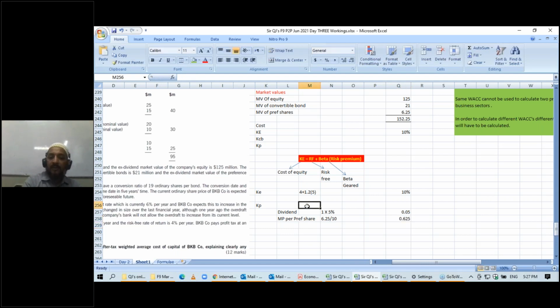So the formula is dividend divided by the market price: 0.05 divided by 0.625. This gives you the cost of preference shares, the same formula which I used earlier, right? First I calculated 6.25 as the value of all the preference shares. I divided it by the 10 million preference shares shown in the balance sheet, and then multiplied by 100 to arrive at the cost of preference shares, which is 8%.